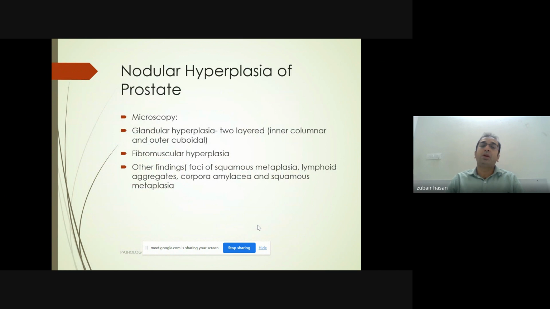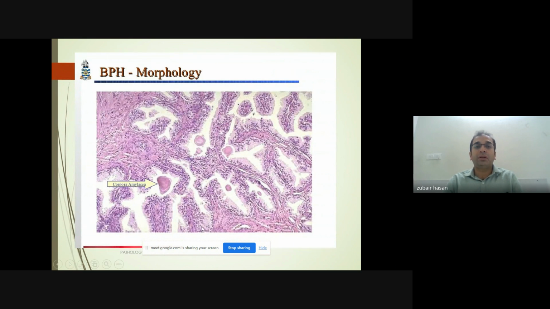In microscopy, what you find is hyperplasia, if you go by definition, an increase in the size of an organ resulting from an increase in the number of cells. Therefore, you will have an increase in the two-layer cells of inner columnar and outer cuboidal. You might have fibromuscular hyperplasia and other benign findings like squamous metaplasia, lymphoid aggregates, and corpora amylacea. All those things are also visualized. These findings are basically an increase in the number of glands and the stromal component. That's why it's called benign prostatic hyperplasia or adenomyomatous hyperplasia.